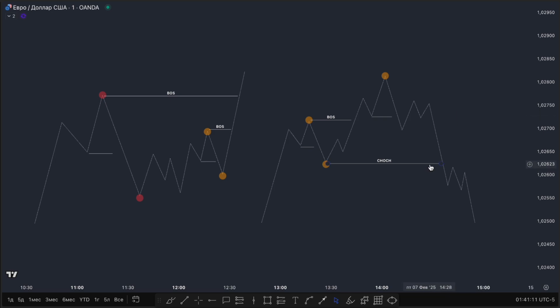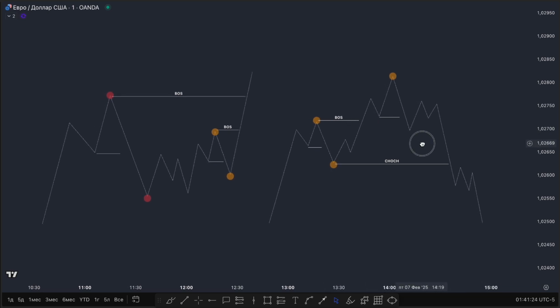And it is also very important that the price is fixed precisely by the body under the CHoCH line, that is, lower, not higher, but lower. Because if in both cases the liquidity of the shadow is removed, then it will be unconfirmed information. You understand, yes?